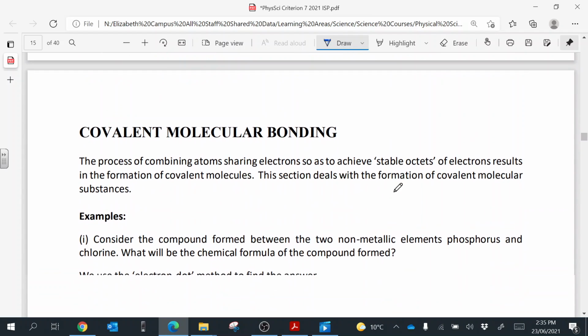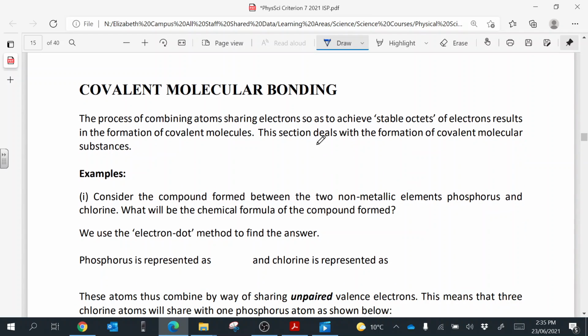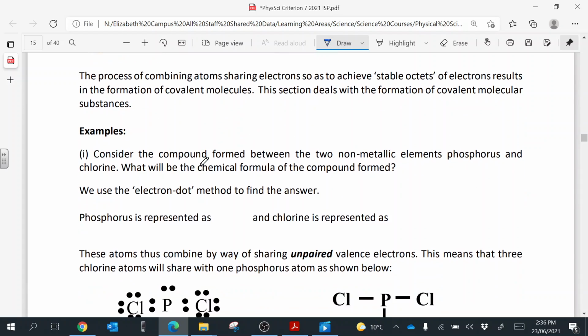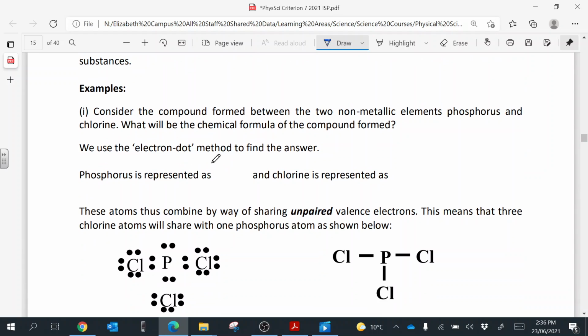Covalent molecular bonding. The process of combining atoms by sharing electrons so as to achieve stable octets of electrons results in the formation of covalent molecules. This section deals with the formation of covalent molecular substances. Consider the compound formed between two non-metallic elements, phosphorus and chlorine. What will be the chemical formula of the compound formed? We use the electron dot method to find the answer.